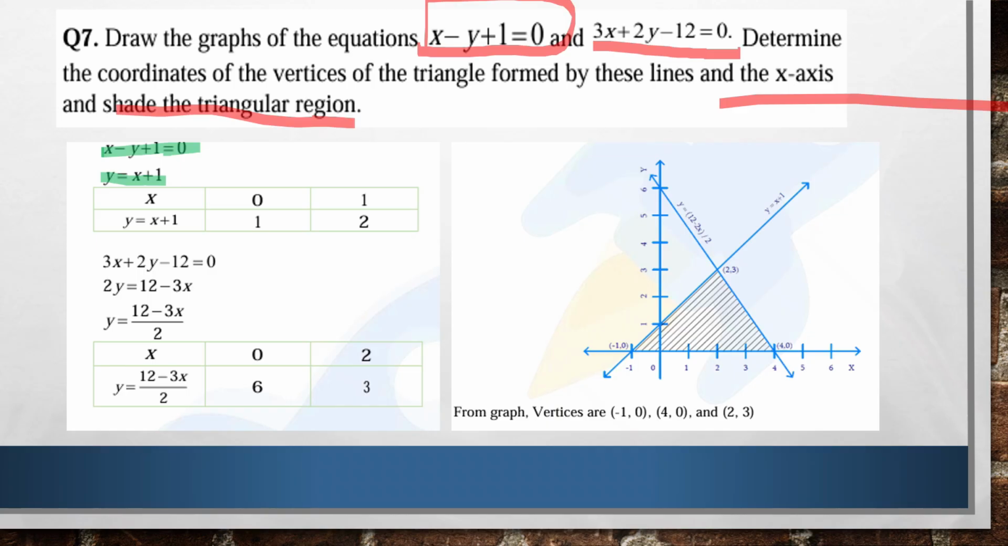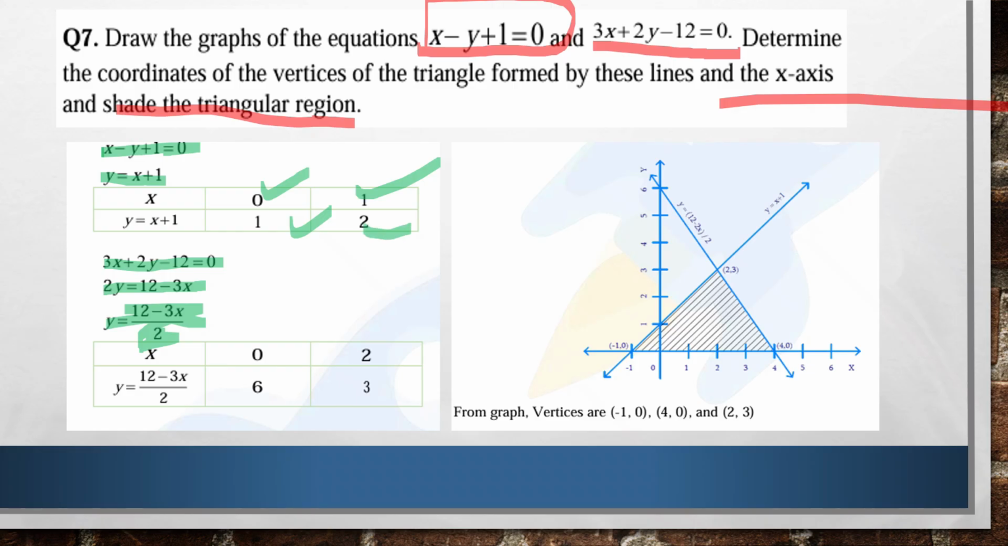I can write it as y is equal to x plus 1, and the second one is given as 3x plus 2y minus 12 is equal to 0. By rearranging, I can take another equation as 2y is equal to 12 minus 3x, or I can write y is equal to 12 minus 3x divided by 2. Again, as I told you in the last problems, take x is equal to 0, you will get y is equal to 0 plus 1, which is 1. If you take x is equal to 1, you will get y is equal to 1 plus 1, that is 2.